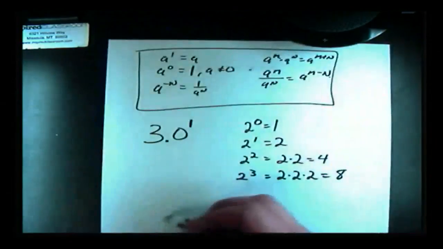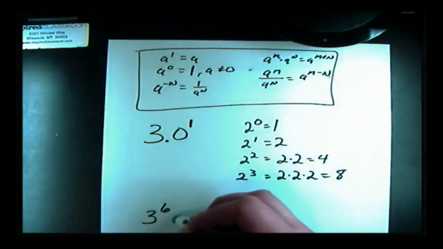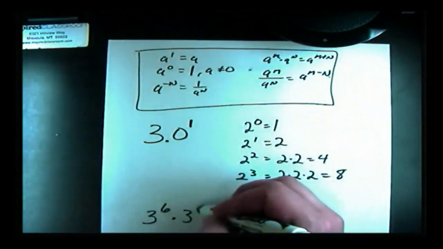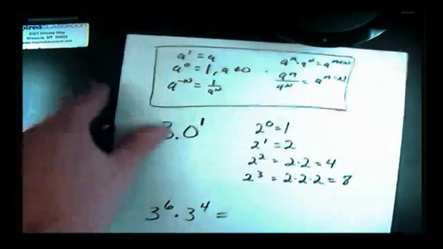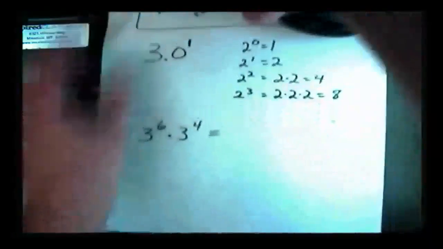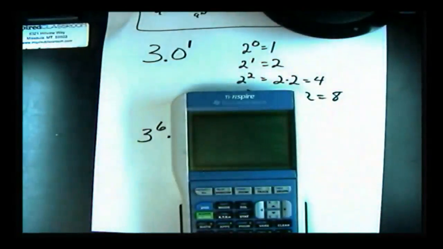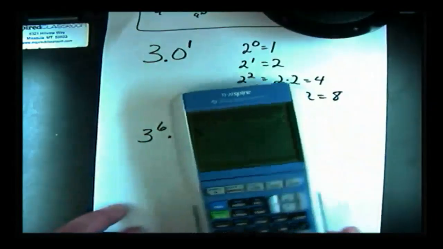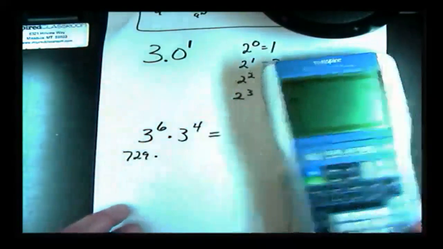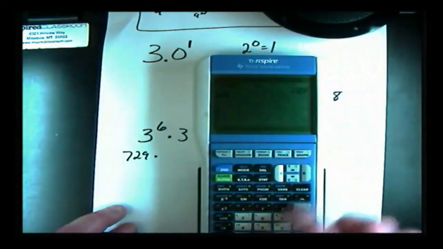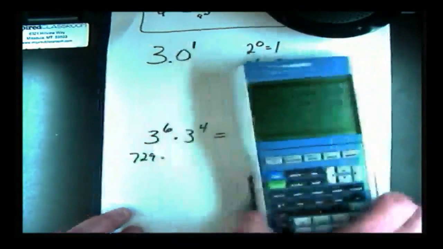Say we have 3 to the 6th times 3 to the 4th. We could very easily calculate that in our calculators. 3 to the 6th is 729 times 3 to the 4th, which is 81.